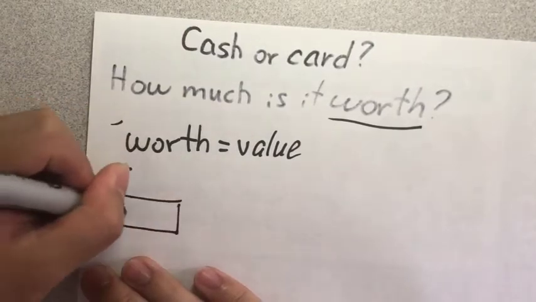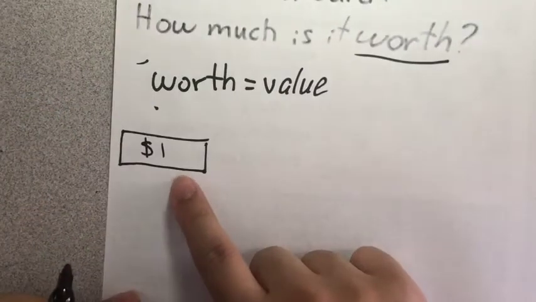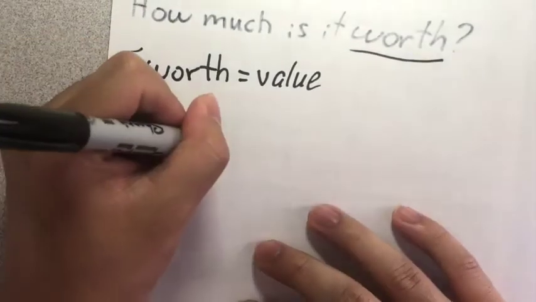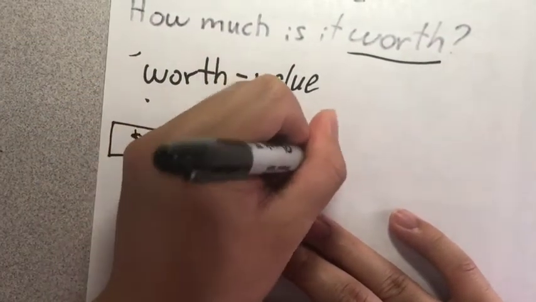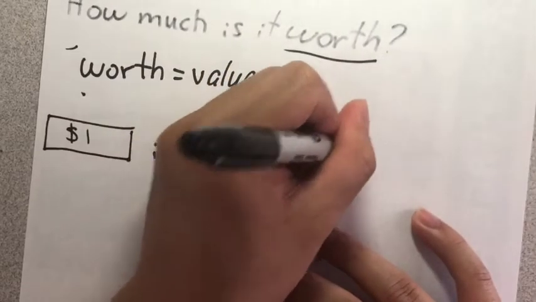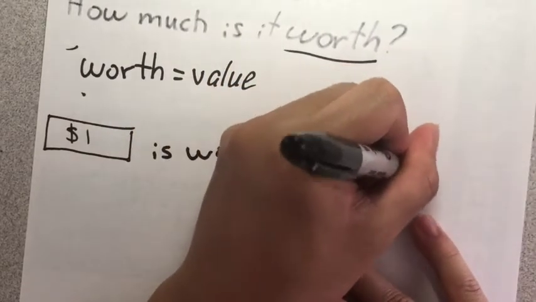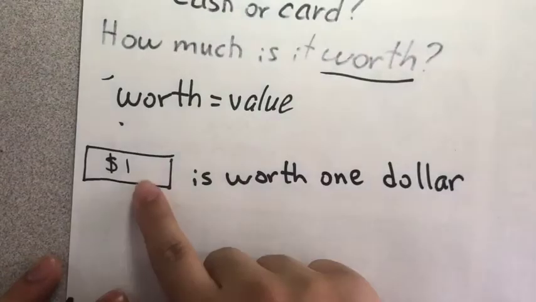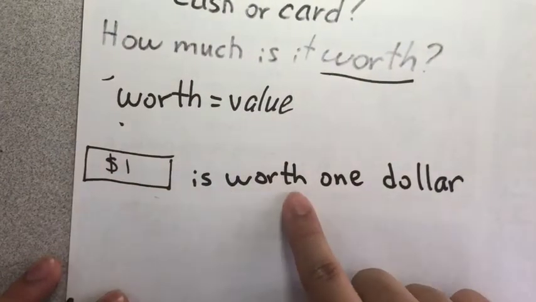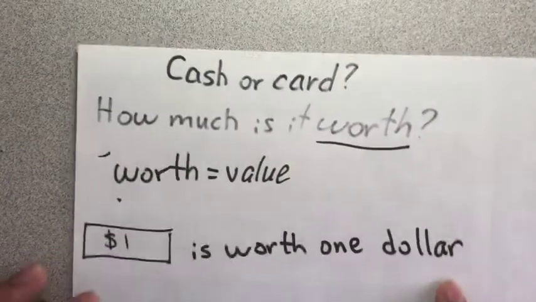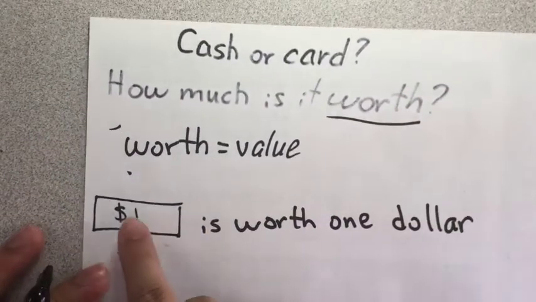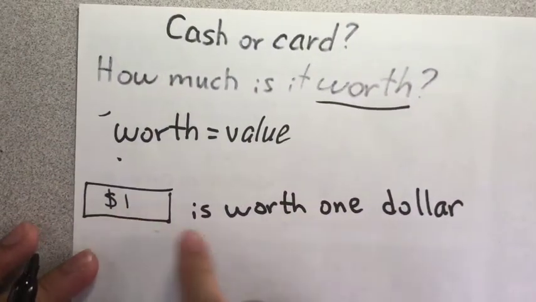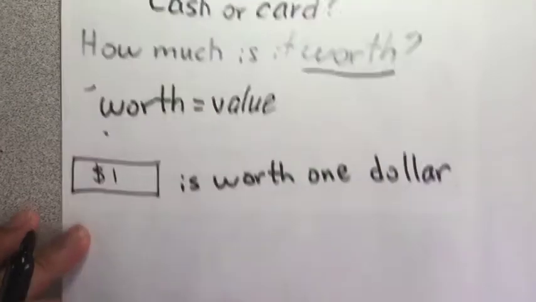Okay, so a $1 bill. A $1 bill is worth $1. This $1 bill is worth $1. So when we ask how much is it worth, we're asking how much money. The $1 bill is worth $1.